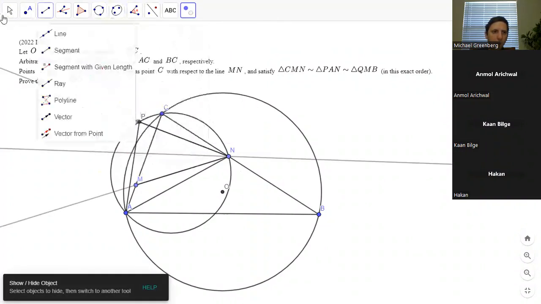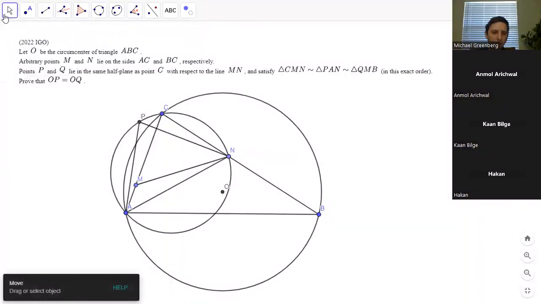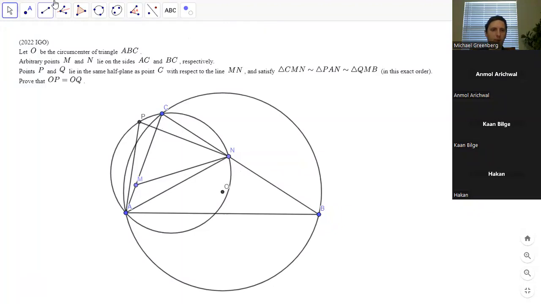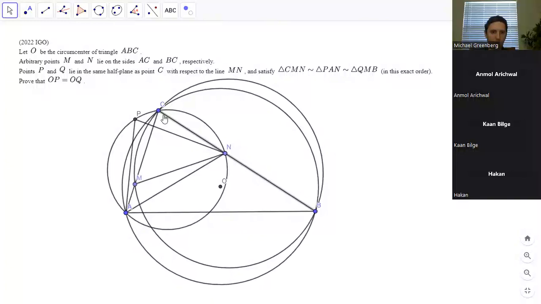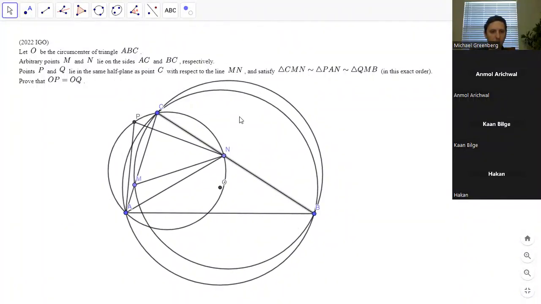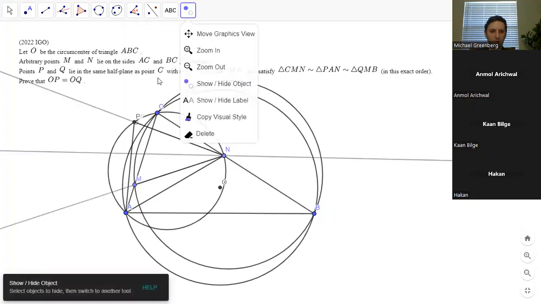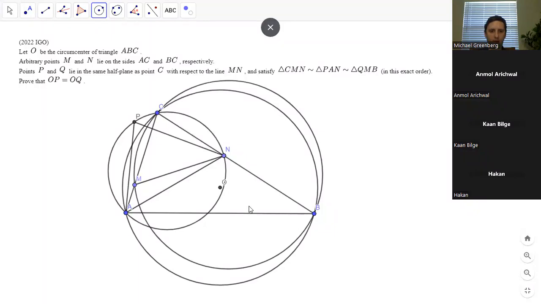Let me see. Okay, so I drew the circumcircle CAN. Now I want to draw the circumcircle CMB. And draw an isogonal to NM. Just draw the circle centered at O. Okay. Yeah, that's a good point.